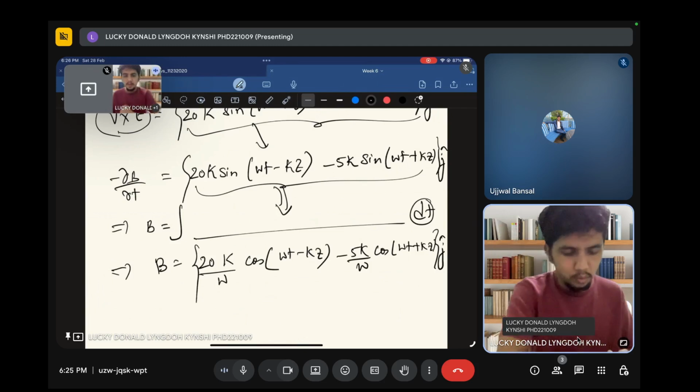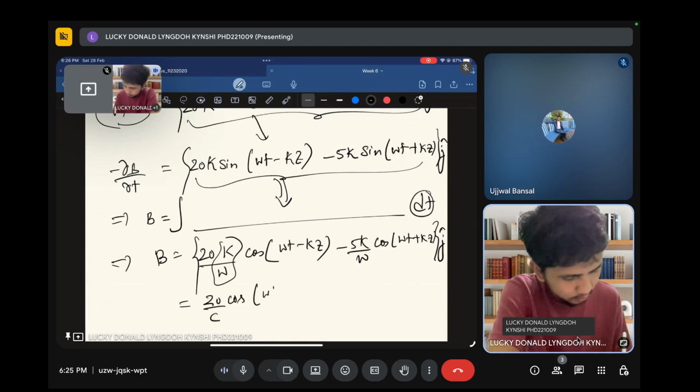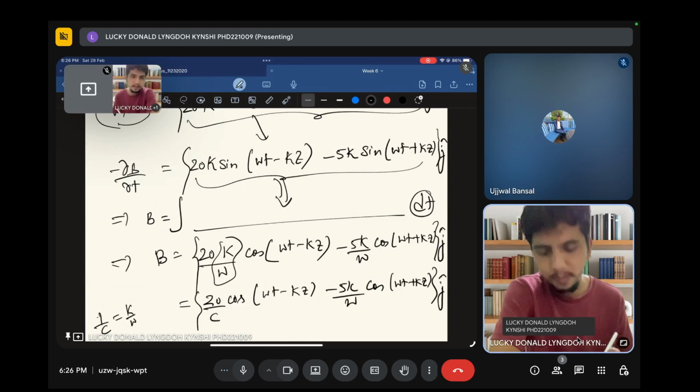Okay, so you can also replace this k by omega, which is simply equal to 1 by c. So B equals 20 divided by c cos(omega t minus kz) minus 5 by c cos(omega t plus kz) in the j cap direction, because 1 by c is simply k by omega, or omega is simply ck.